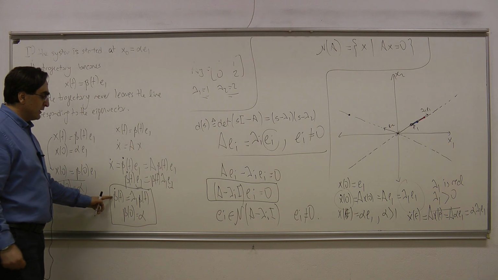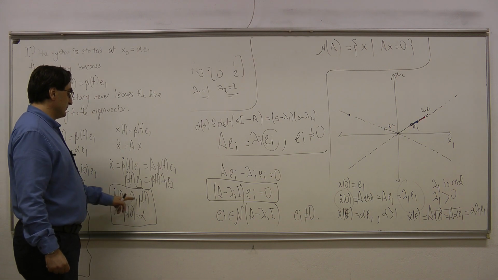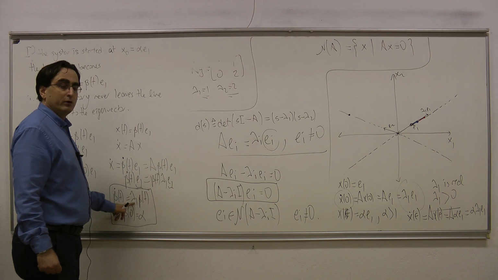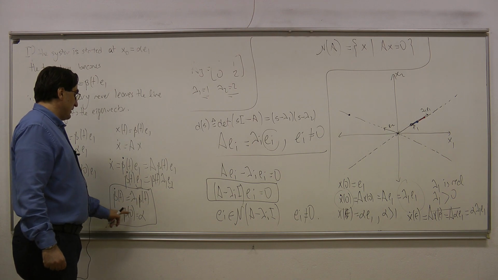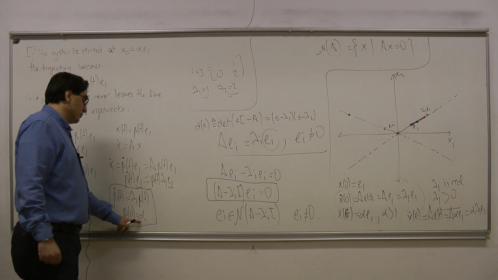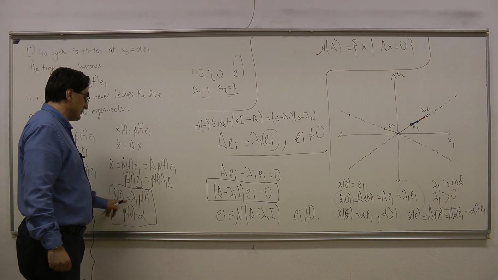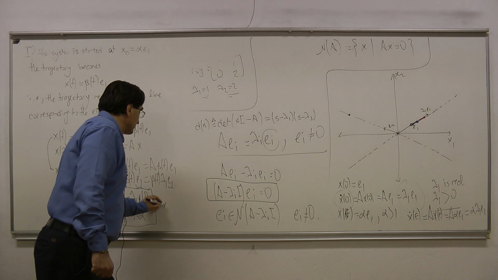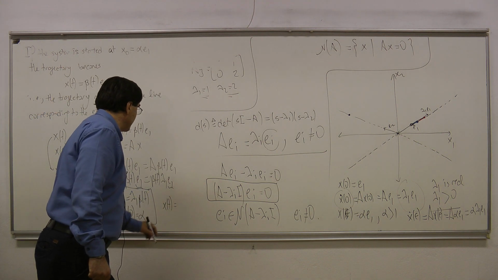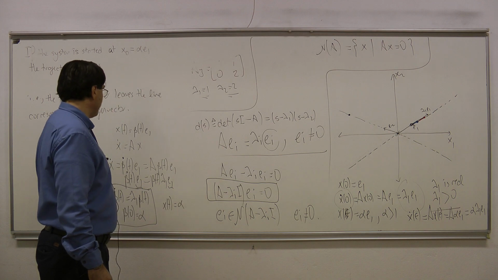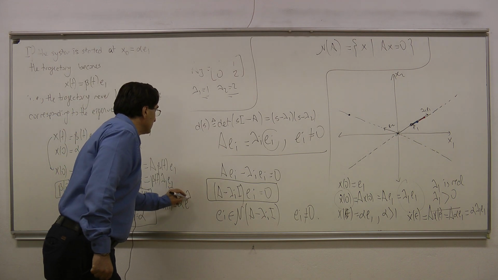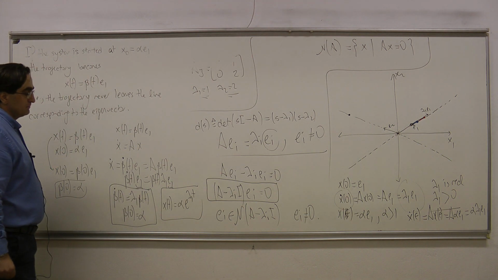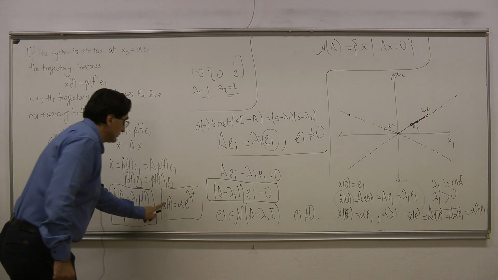You see that beta satisfies a scalar differential equation with the coefficient lambda 1, and beta 0 is alpha. So the initial condition is given, and I have x dot equal to lambda 1 x. So we know the solution of such a differential equation. It's going to be the initial condition alpha times e to the lambda 1 t. Okay? This is beta of t.